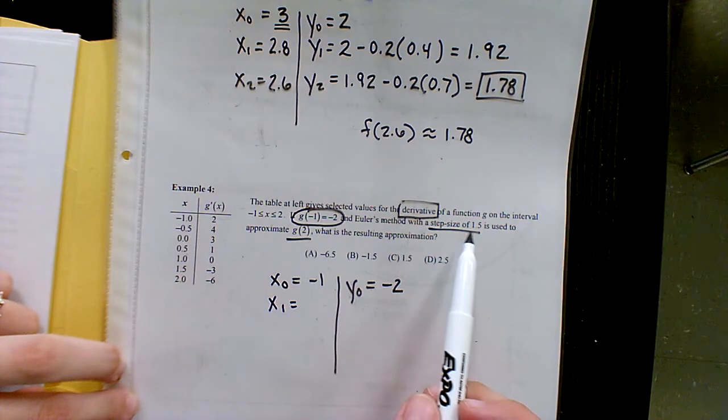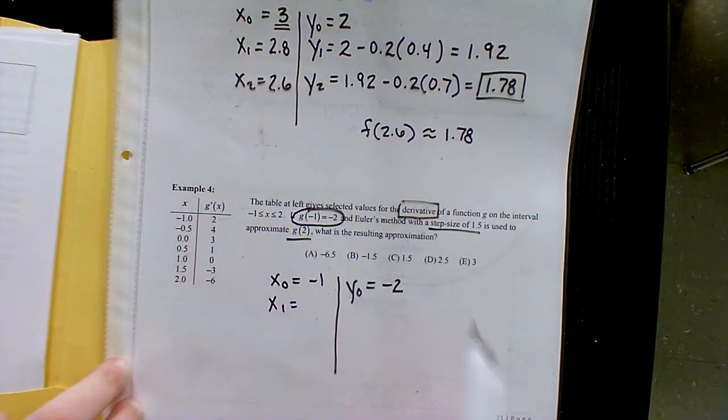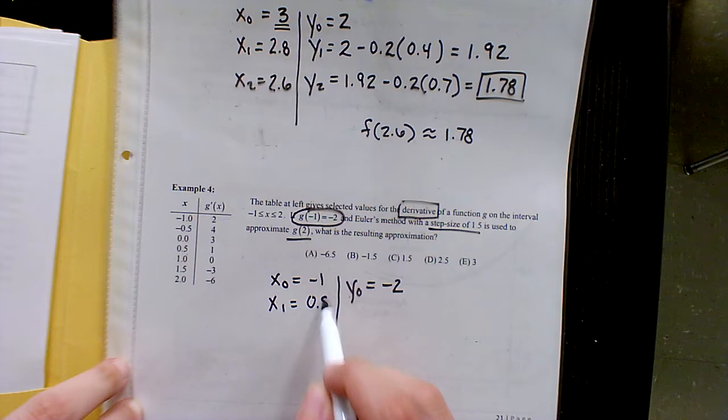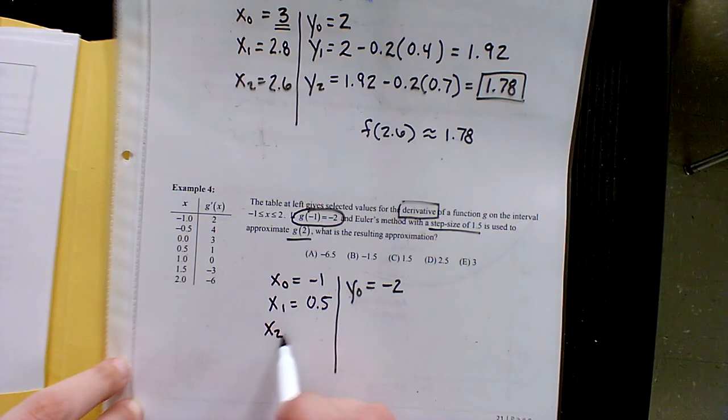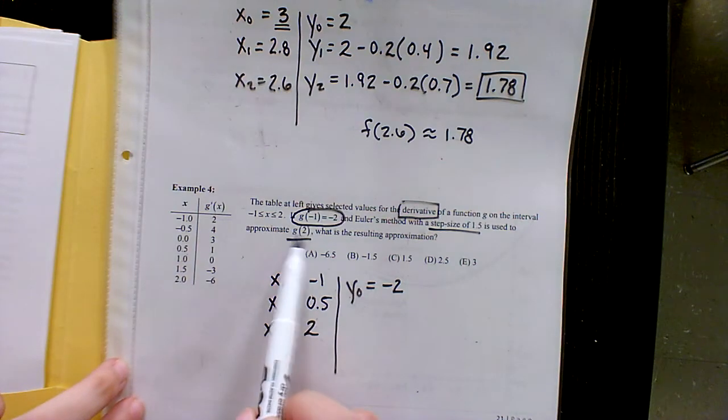Let's see, if we add the step once to our current x value, we would get 1/2. And if we add the step again, we would get 2. And it looks like we can stop there because we're trying to approximate g with an x value of 2.